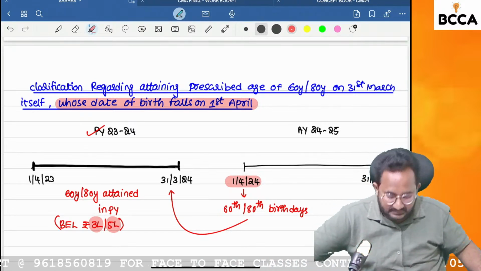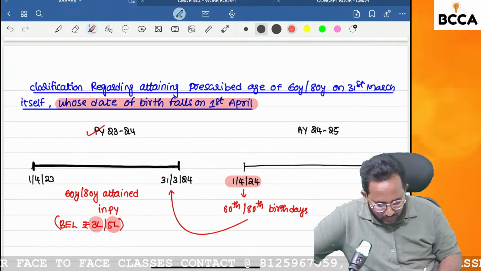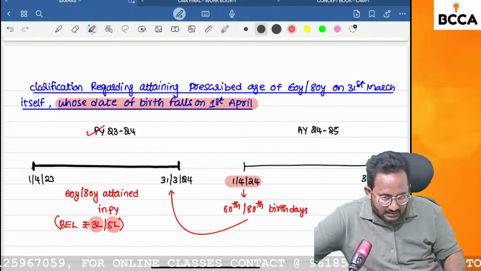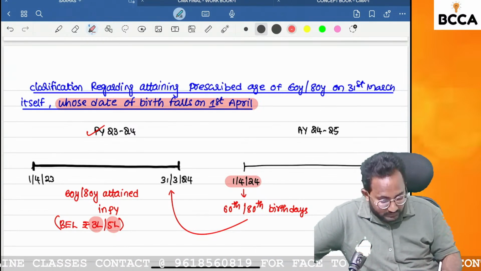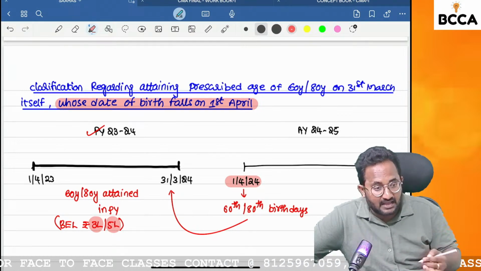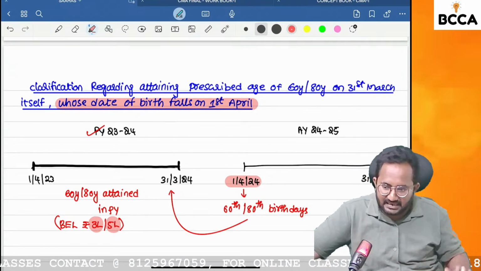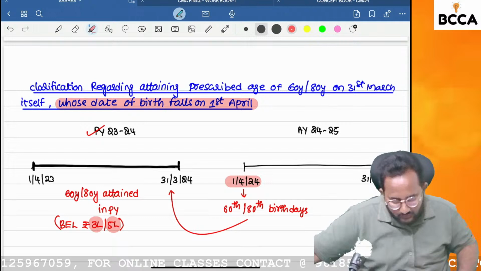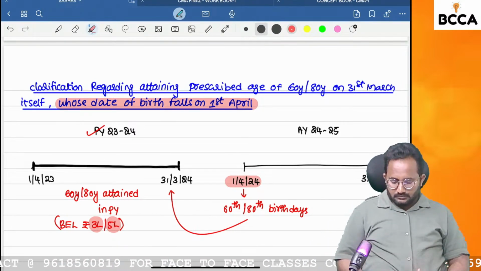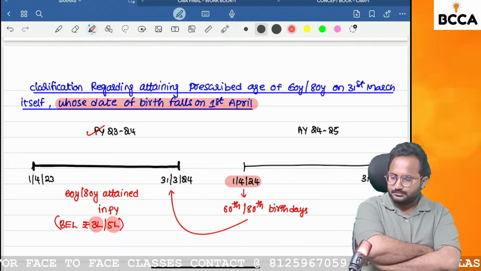Are you clear with this circular? I don't know the number and year of that circular. But remember, the assessee can take the advantage of the circular, but the department has to follow the circulars mandatorily. That is the best example. Have you understood, all of you?